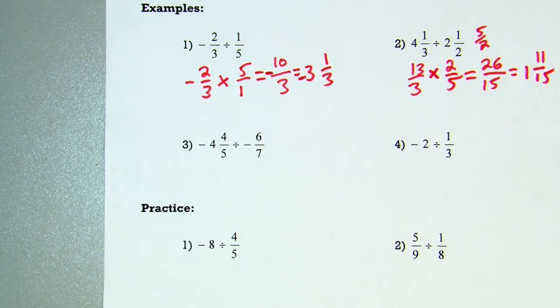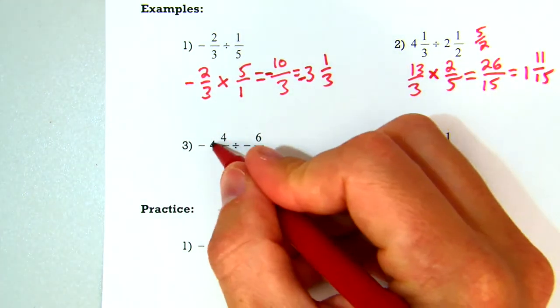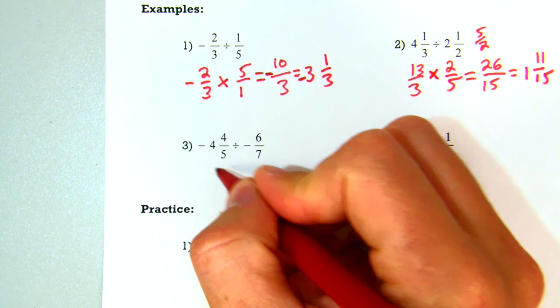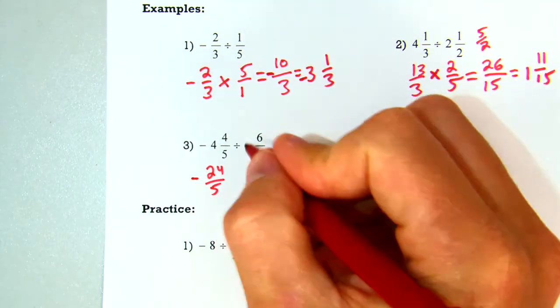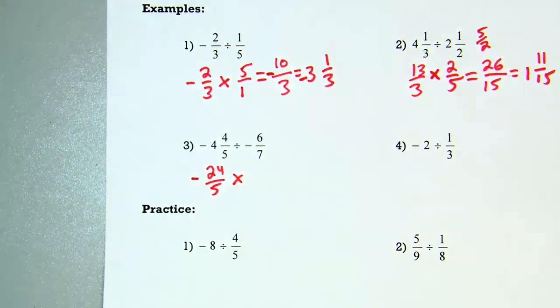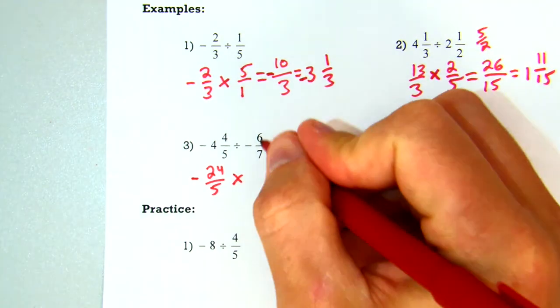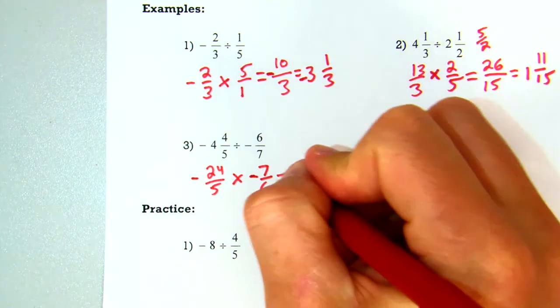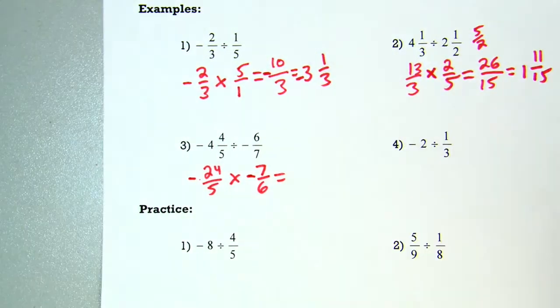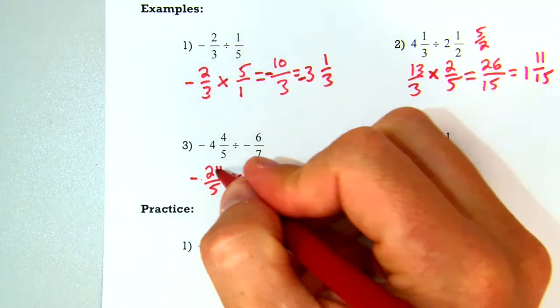We have negative 4 4/5. So I want to turn that into an improper fraction. So 4 times 5 is 20 plus 4, 24. So 24/5. Include my negative symbol there. Change my division symbol to a multiplication. And then we're going to flip this now, so it's going to be negative 7/6. I have a negative times a negative, so my answer is going to be positive.